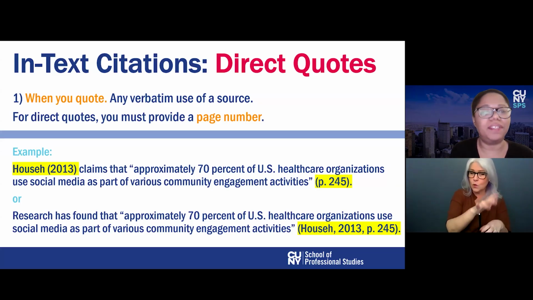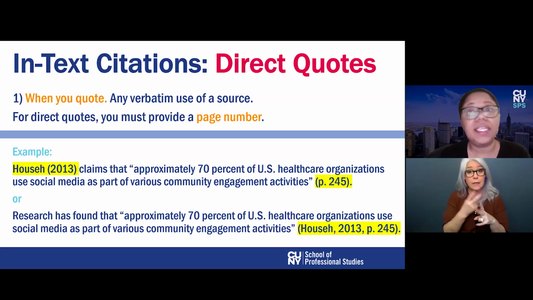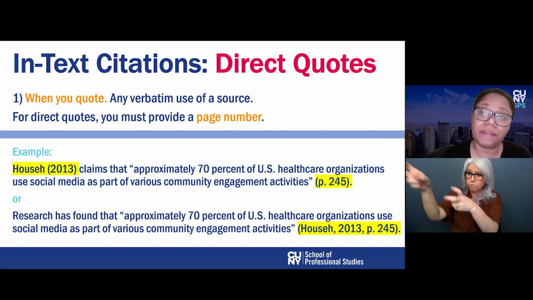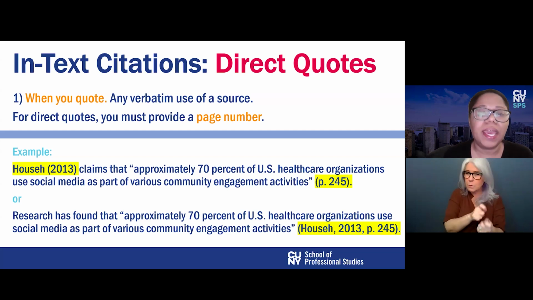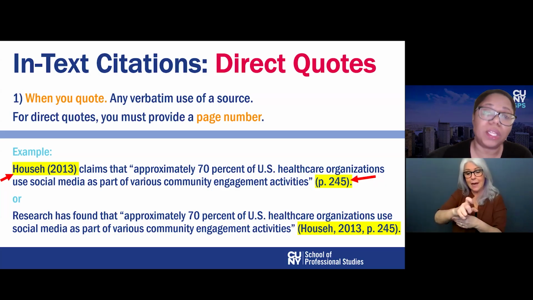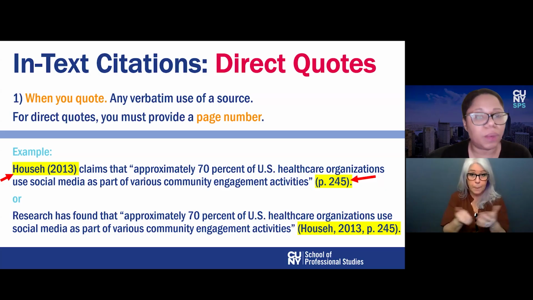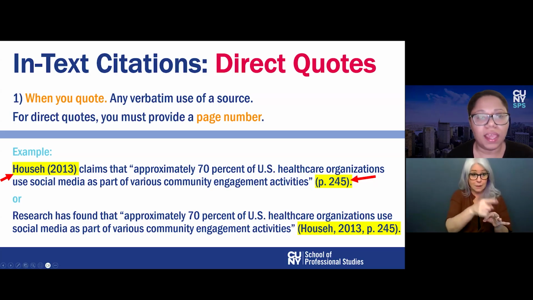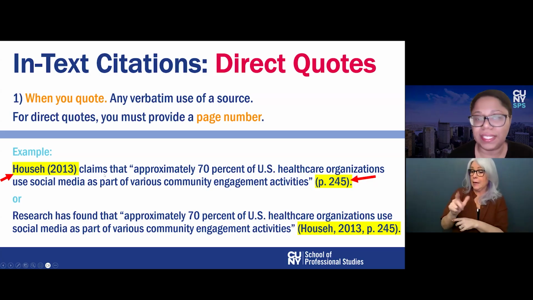So the first type of situation that requires citation is any kind of direct quotation. That means any verbatim use of a source. For direct quotes, APA generally stipulates that you must provide a page number. So, here's an example of what an in-text citation of a direct quote might look like. Note this first example is one where the author's name is used in the signal phrase. So you can see the last name here and the year claims that, and this is considered the signal phrase.